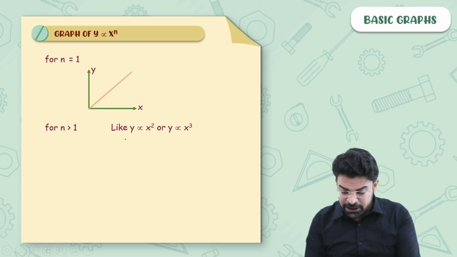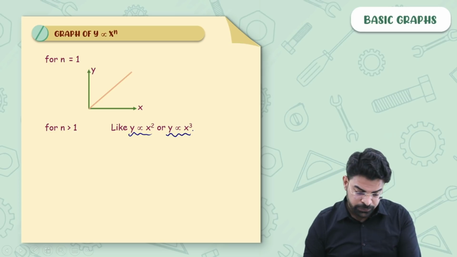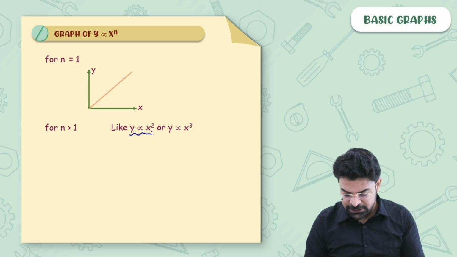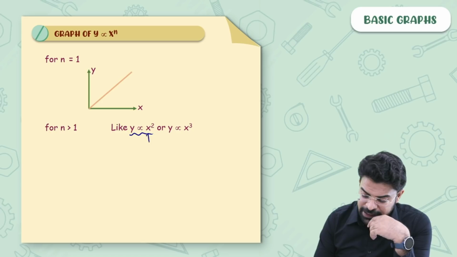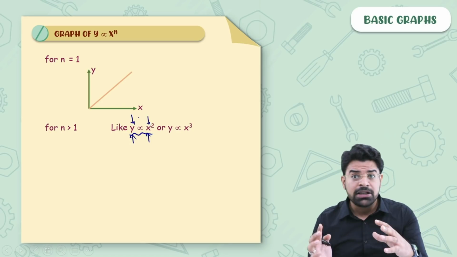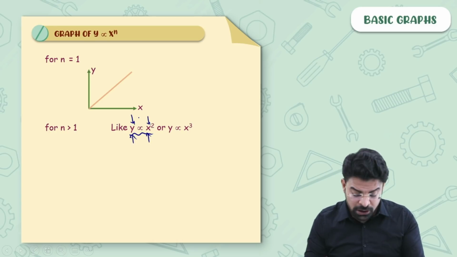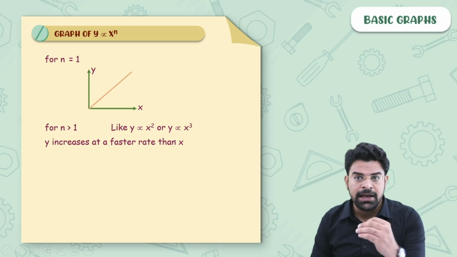So this is the meaning of y being proportional to x square or y being proportional to x. Now, if we think of this y proportional to x square, let's say, which quantity grows faster, x or y? So when x becomes double, y becomes 4 times, x becomes triple, y becomes 9 times, x becomes 10 times, y becomes 100 times. So which quantity grows faster? So we can see that y increases at a faster rate than x.